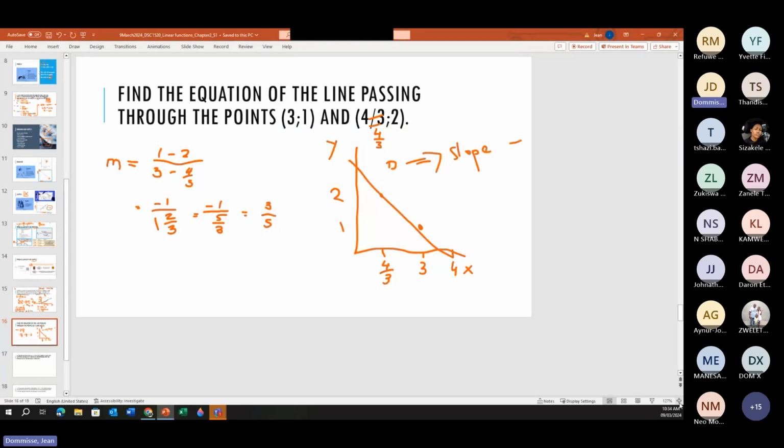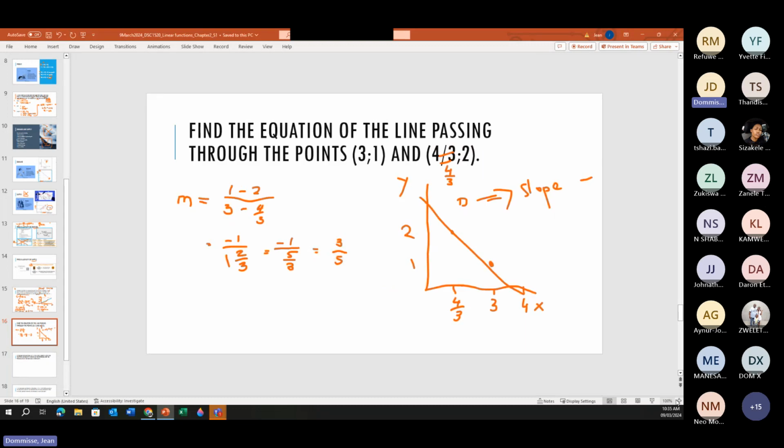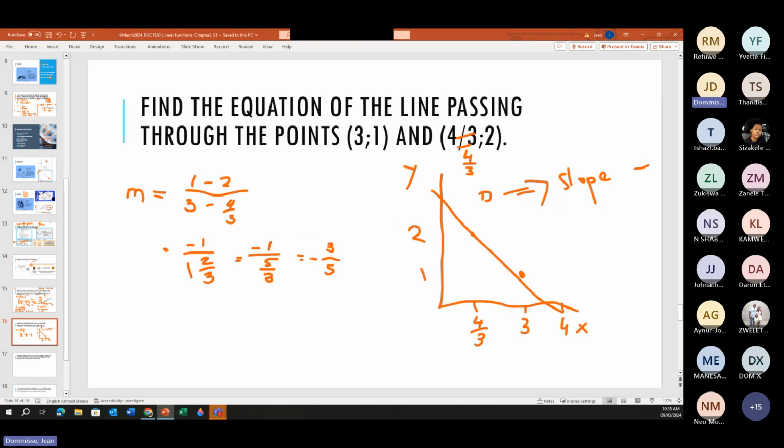If we swap it around, it becomes, sorry, there's just something that went wrong on this side. I hope you guys can still see the screen. So when we swap it around, it becomes 3/5. Okay, so that is our m. So you can see the slope is negative.